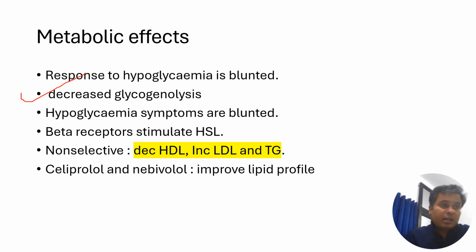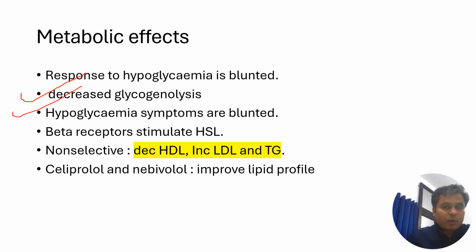But if the patient is on beta blockers, they tend to decrease the body's response to hypoglycemia by decreasing glycogenolysis. Glycogenolysis is decreased by the use of beta blockers. Now again, hypoglycemia symptoms are blunted. So what does this mean? Hypoglycemia symptoms are blunted. We have symptoms of hypoglycemia like tremors and palpitations.